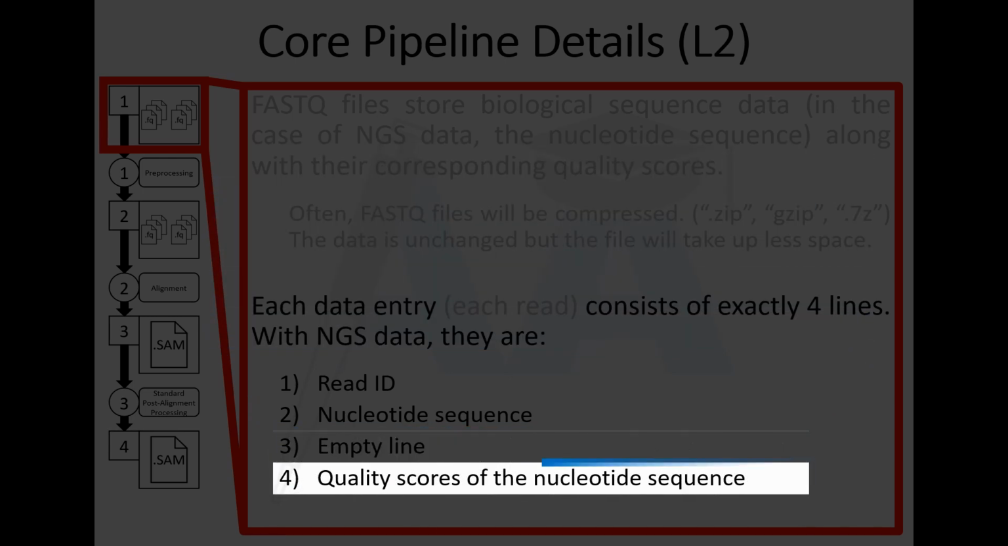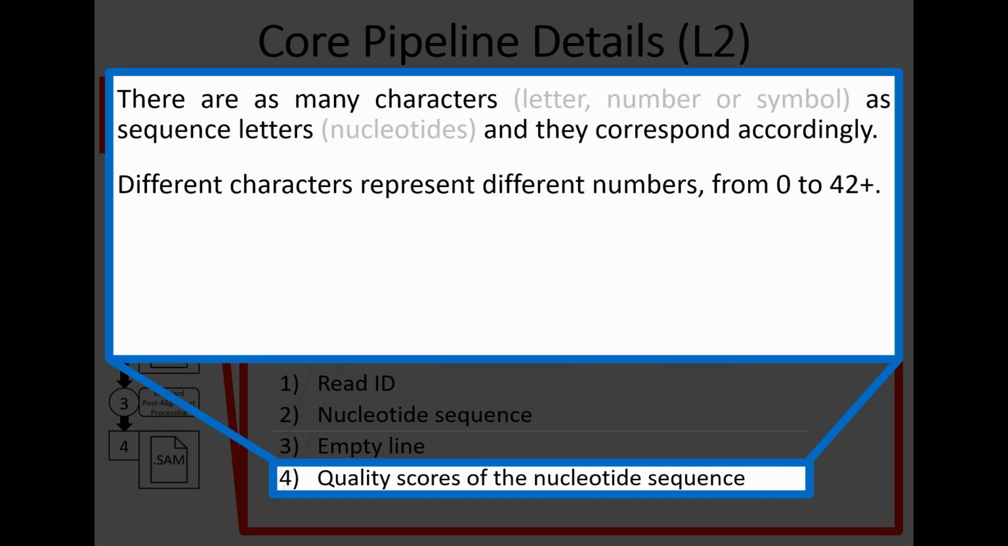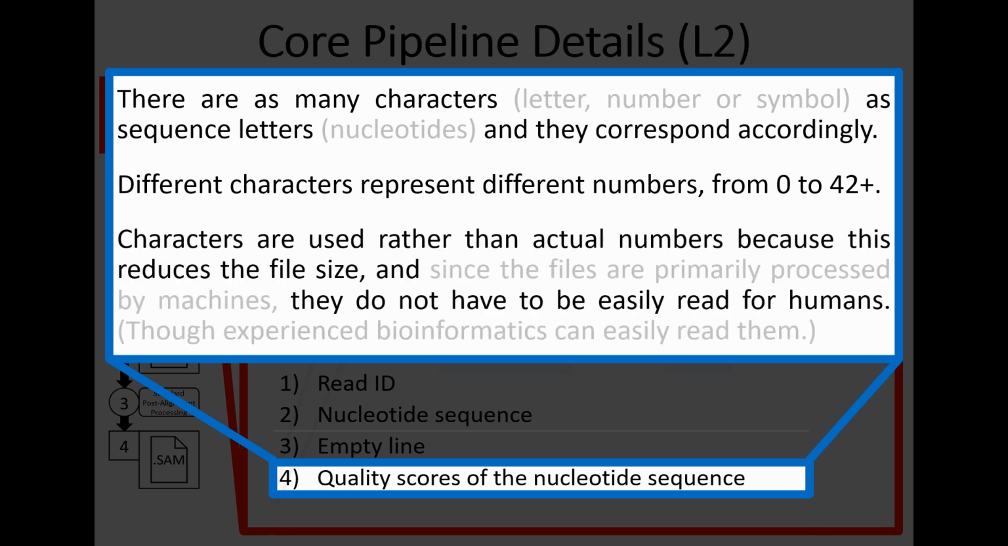The fourth line is where it gets interesting. For quality scores, FASTQ files use a particular system. Instead of recording a number for each position in a human-readable format, FASTQ files use one character per position. Each character represents a different number, and those numbers range from 0 to over 40. It is done this way in order to reduce the file size and to make the file easier to compress. Because such files are mainly processed by computers, making the raw data easy for humans to read was a low priority when the FASTQ file format was being designed.